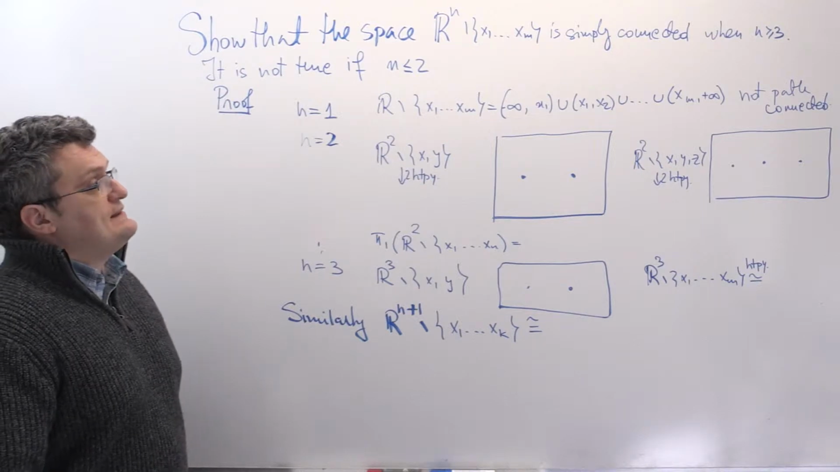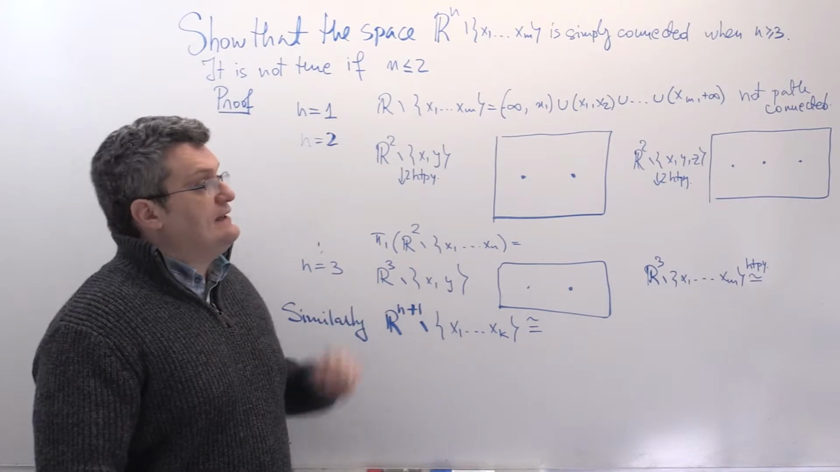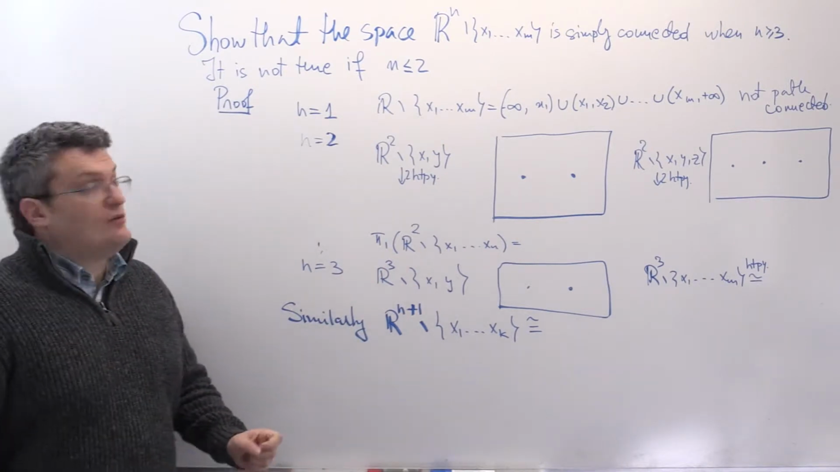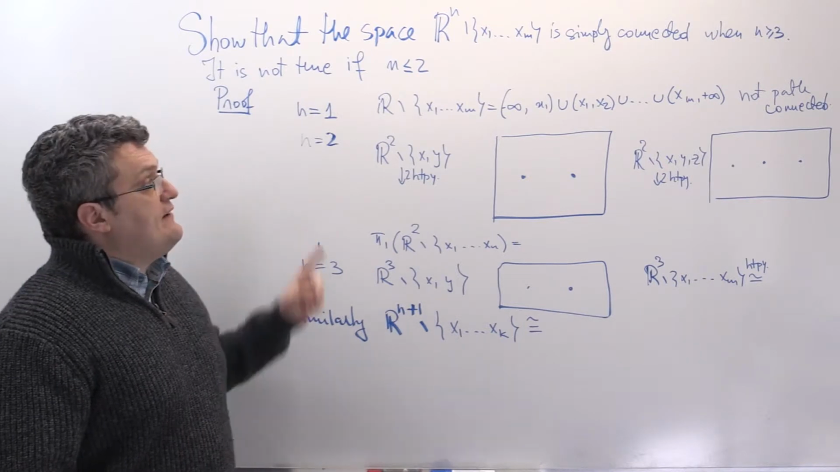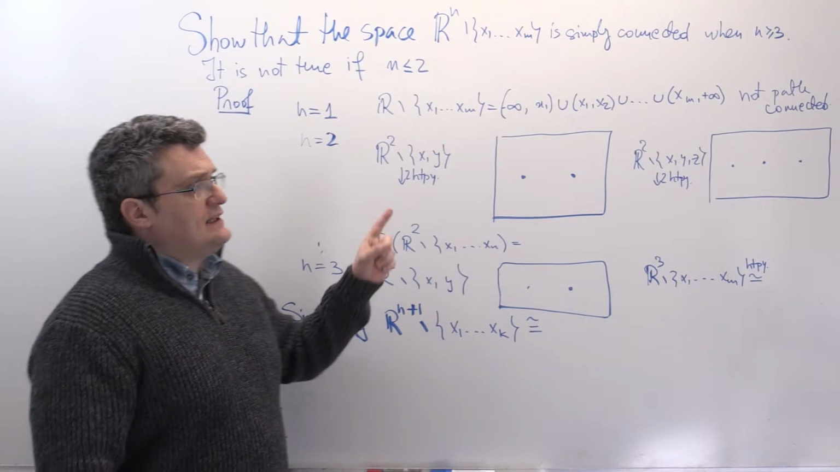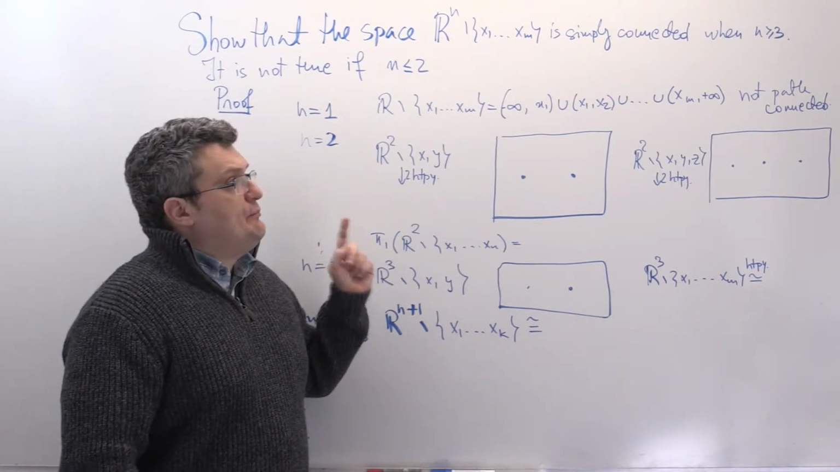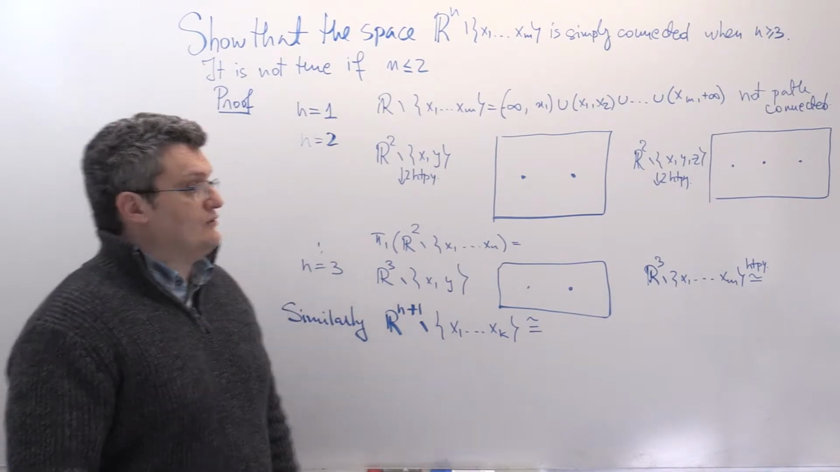Show that the space R^n minus m points is simply connected when n is greater than or equal to 3. And this statement is not true if n is less than or equal to 2. I recall that simply connected means path connected and pi1 of the space should be 0.